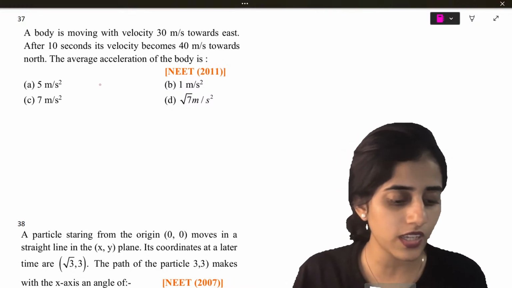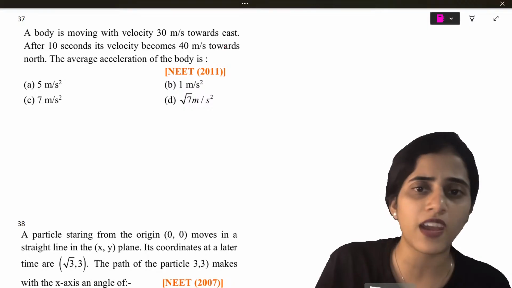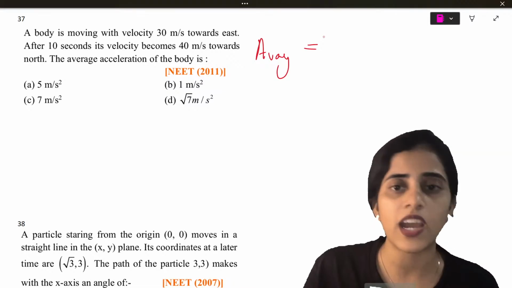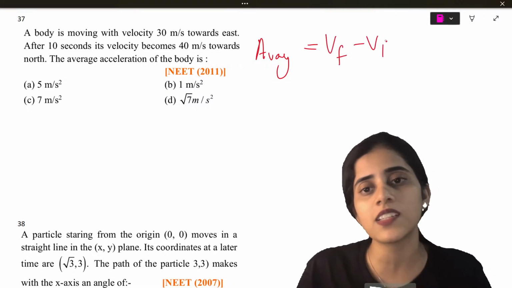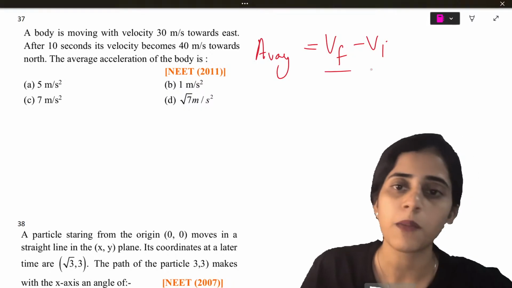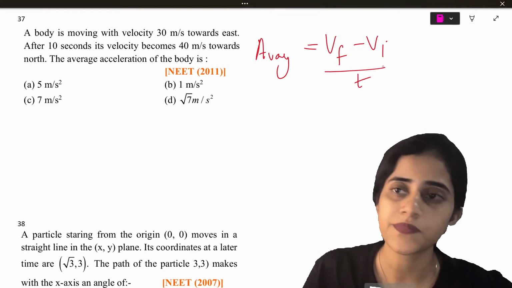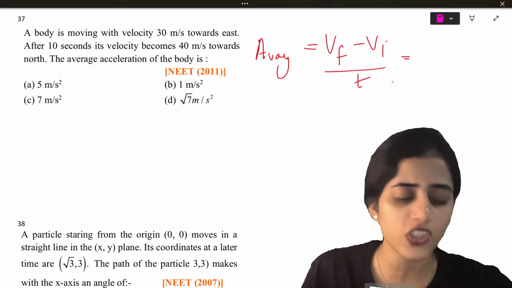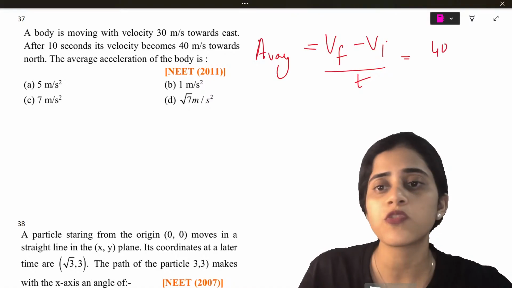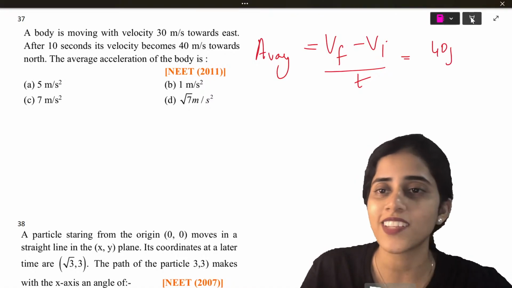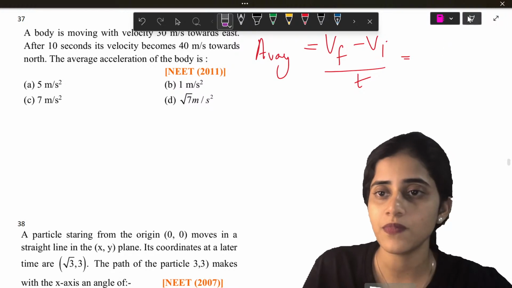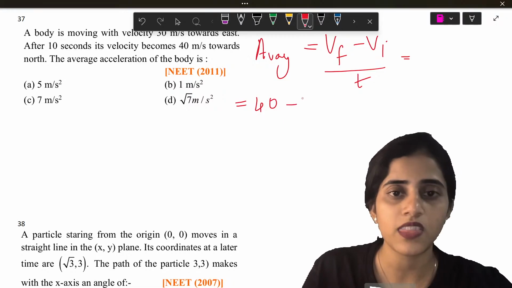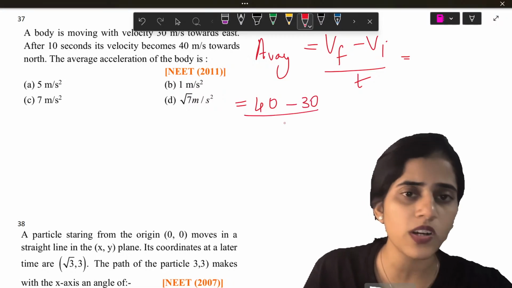Average acceleration of the body is what? What is the formula for average acceleration? Acceleration is change in velocity by time. So average acceleration is final velocity minus initial velocity by time. So the final 40 minus 30, the whole divided by the time taken.